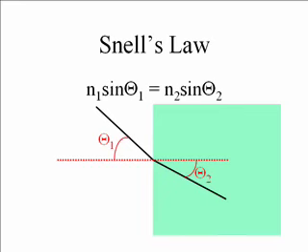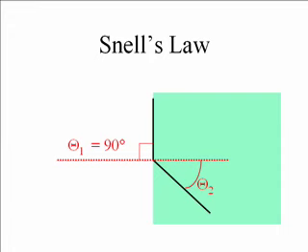Now, you can imagine that as theta sub 2 gets larger, theta sub 1 gets larger too. And we can imagine a situation in which we increase theta sub 2 so much that we get theta sub 1, the exiting ray of light, to just barely skirt the interface. And I've drawn that here. So in this case, we've increased theta sub 2 to the point that the exiting ray of light just skirts the interface, or we say theta sub 1 is equal to 90.